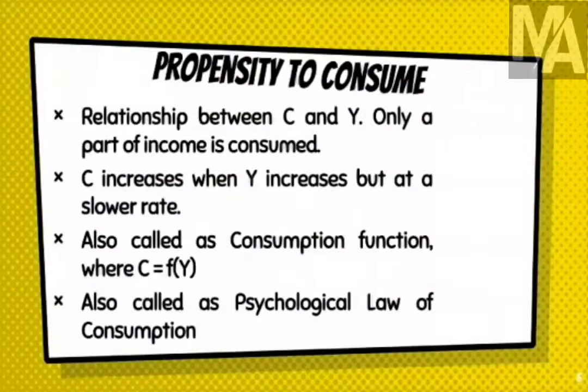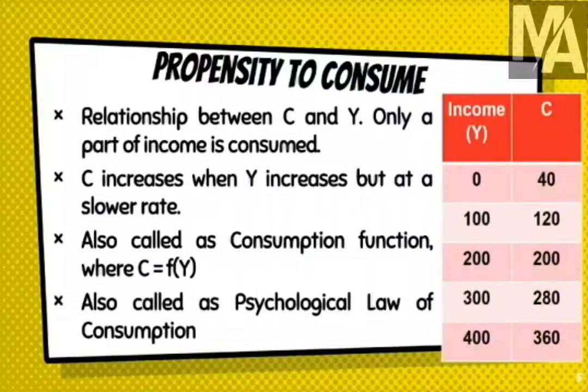Now, propensity to consume, what do we mean by this? This will be understood when we understand the relationship between consumption and income. If you remember AD and AS from that video, I explained that C is denoted as consumption, whereas income is denoted by the capital letter Y. And only a part of income is being consumed. We do not consume the entire income. Usually we only consume a part of the income.